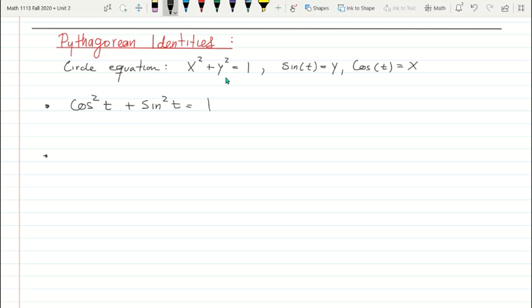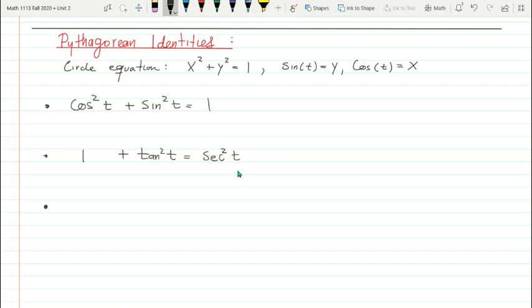Okay, the second one is going to be 1 plus tangent squared of t equals secant squared of t. And how do we get this, for example? Well, if you look at the first Pythagorean identity and you divide everything by cosine squared of t, cosine squared divided by cosine squared gives you 1, sine over cosine gives you tangent, 1 over cosine would give you secant. So that's how we come across the second Pythagorean identity.